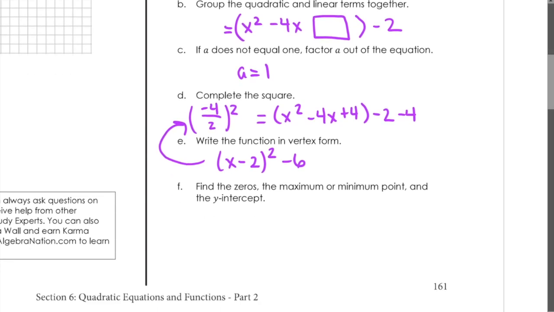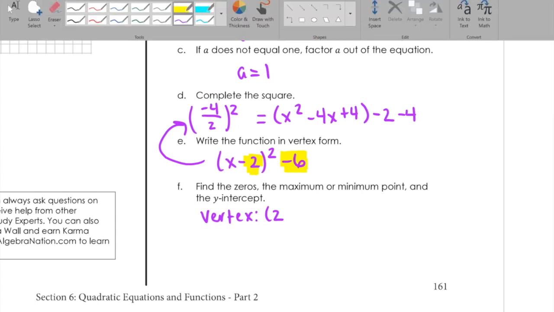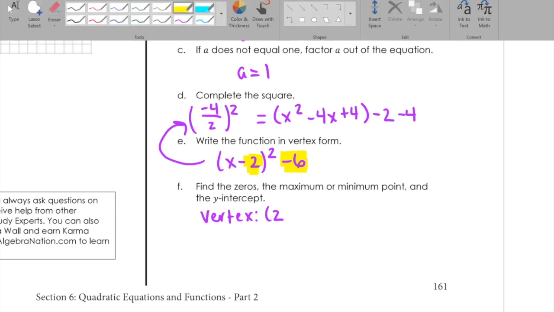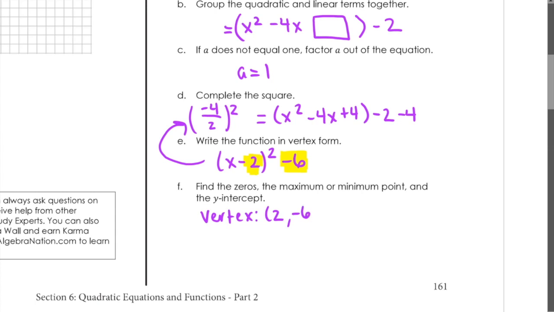From this I can easily find my vertex. The vertex is whatever number is in the parentheses, and you take the opposite of it. So the opposite of negative 2 is positive 2. Then I take the number on the outside, and remember that's our h and that's our k. The other number is negative 6, so I write negative 6 in my parentheses.